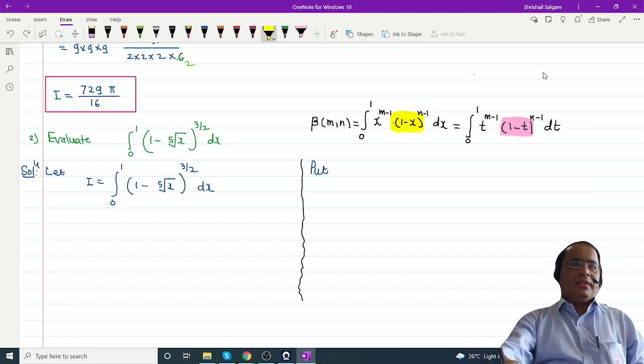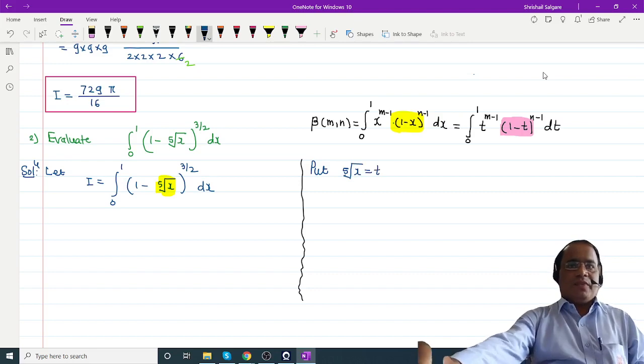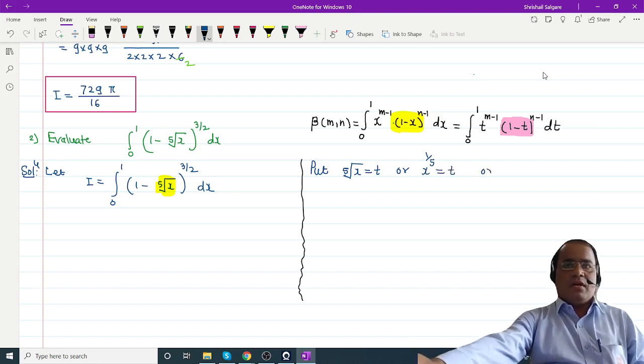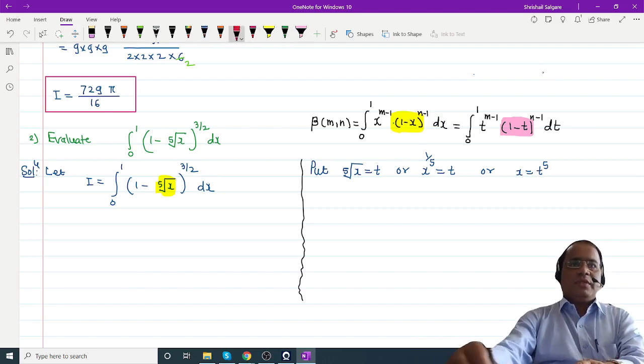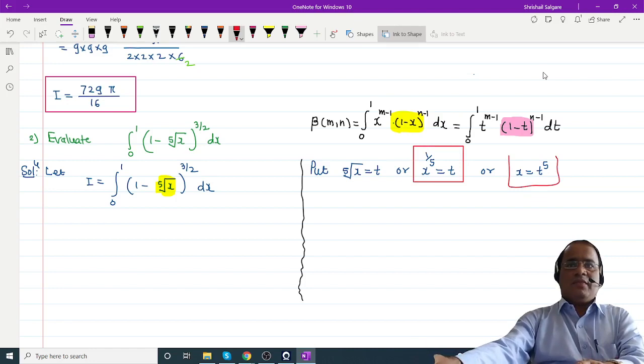Yes, very good. This term equal to directly t, then you will get 1 minus t. So put fifth root of x is equal to t. The same thing you can write: fifth root is nothing but x raised to 1 by 5 is equal to t. Or taking fifth power on both sides, x is equal to t raised to 5. So this is your substitution. You refer to either this one or this one for further calculation.